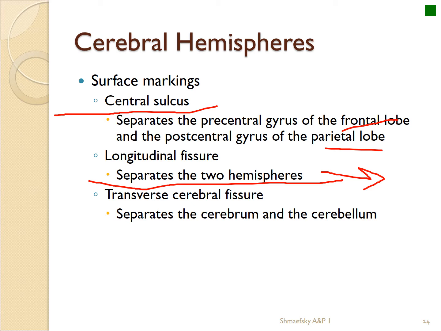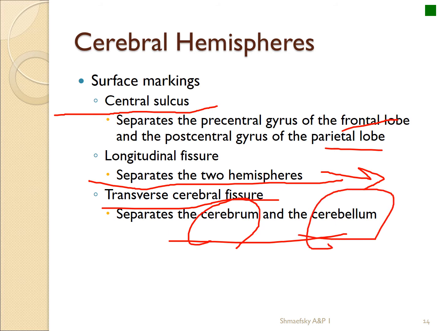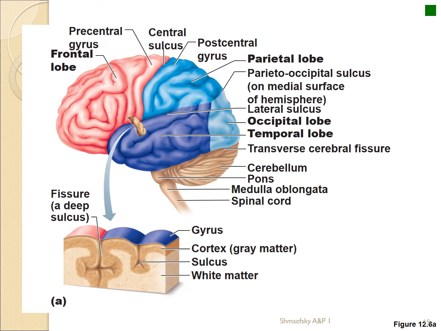So it divides the brain into left and right, or lateral sides. And then there's a transverse cerebral fissure, which separates the cerebrum. It's towards the posterior inferior part of the brain, so it separates the main part of your brain from what's called the cerebellum, which is like a mini brain that resides just above the neck. So here's what it looks like.